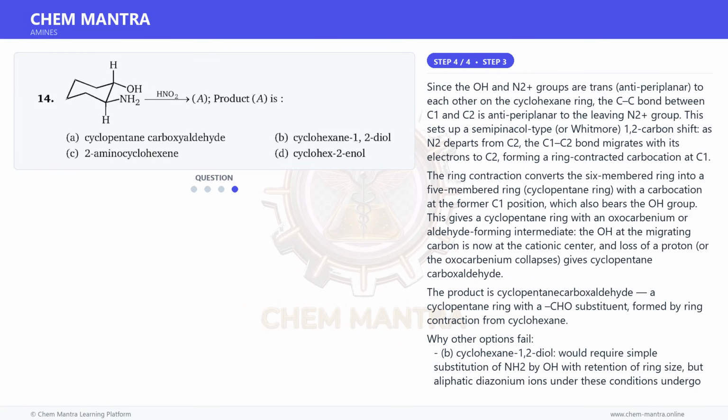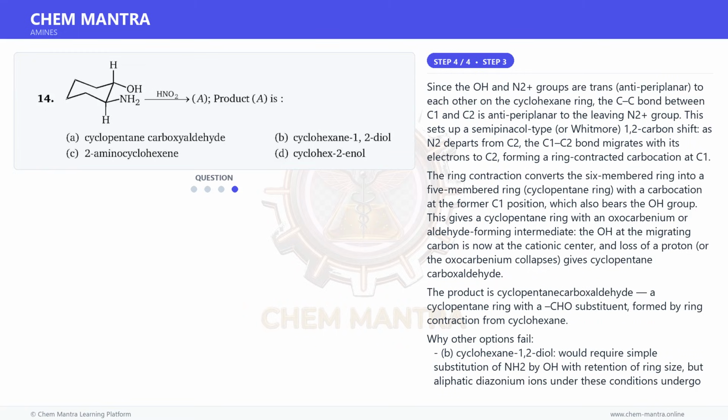This sets up a semipinacol type, or Whitmore, 1,2 carbon shift. As N2 departs from C2, the C1-C2 bond migrates with its electrons to C2, forming a ring contracted carbocation at C1. The ring contraction converts the 6-membered ring into a 5-membered ring, a cyclopentane ring, with a carbocation at the former C1 position, which also bears the OH group.